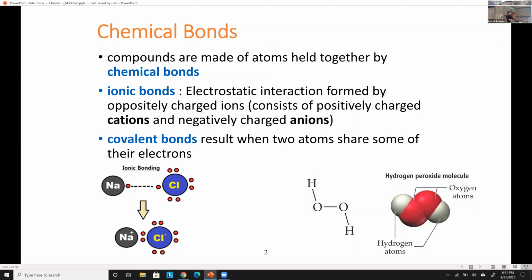So the first thing is you always tell if it's ionic or covalent, and then you can use that naming scheme. And covalent is usually between two or more nonmetals. You can see this is hydrogen peroxide on the right over here. Hydrogen peroxide has a hydrogen covalently bonded to an oxygen, which is covalently bonded to another oxygen and another hydrogen. And then the ionic bond is always between, or usually between, a metal positive and a non-metal negative.